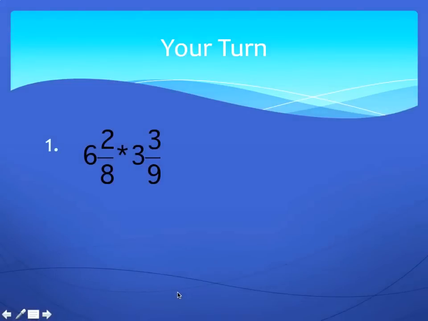Here's one for you to try on your own, and your teacher will review this in class with you tomorrow.